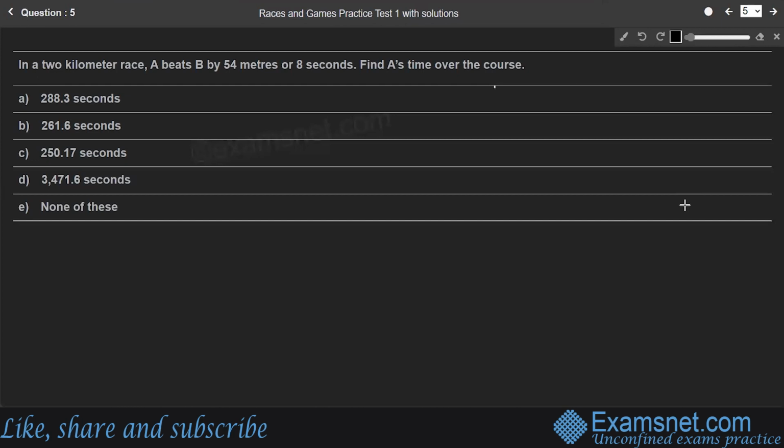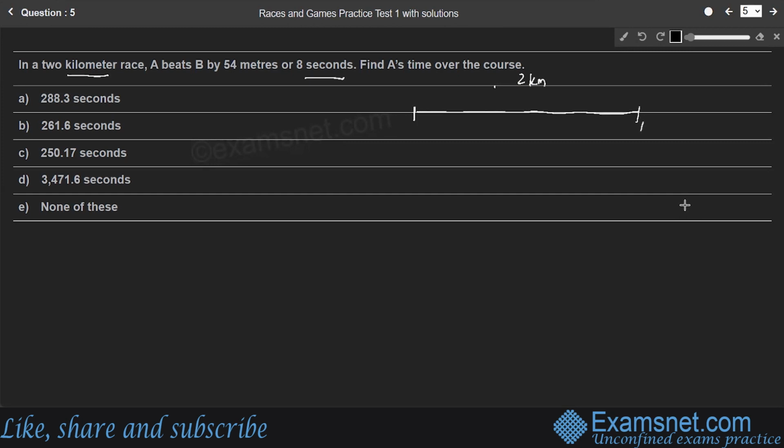Question number 5. In a 2-kilometer race, A beats B by 54 meters or 8 seconds. Find A's time over the course. So very simple question. In a 2-kilometer race, that means we'll consider the distance 2 kilometers first. A beats B by 54 meters.